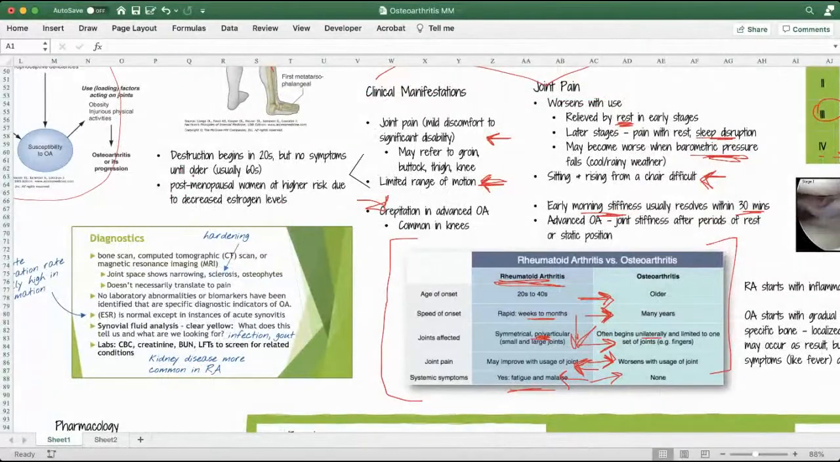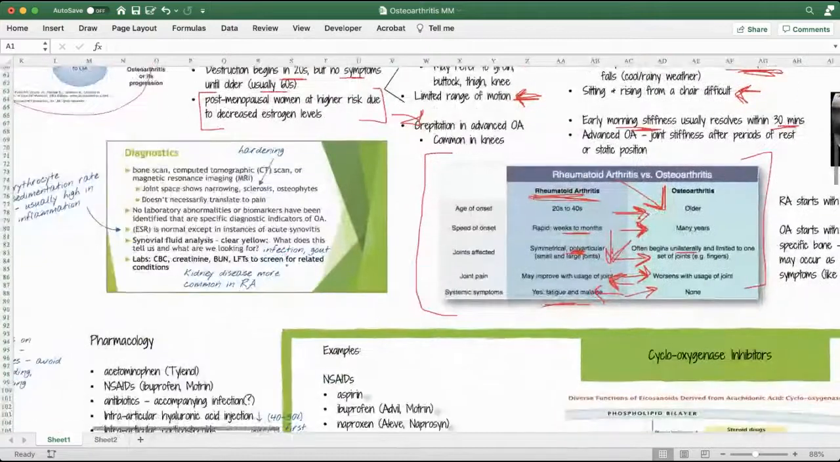So again, when we're talking about osteoarthritis, it will develop at an older age. That's because the destruction will begin earlier, so it starts cracking a little bit here and there, but you're not going to get symptoms until you're quite a bit older, usually into your 60s. Postmenopausal women are at a higher risk because of their decreased estrogen levels. This would be a great question for an exam, so keep that in the back of your mind.